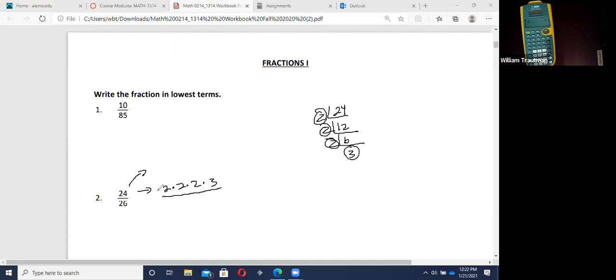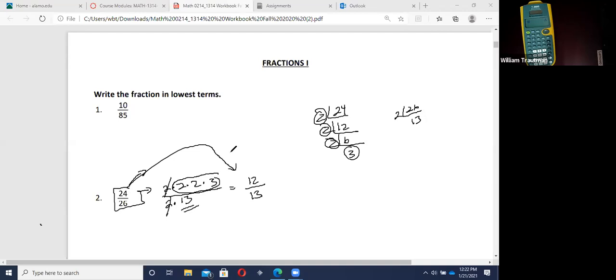Then they'll take the next number, 26. So I'm going to take 26 now. And I can divide 26 by 2 and get 13. I can't divide 13 by anything, so 26 is 2 times 13. So if you have the same number on the top and bottom, they cancel. So this answer should be whatever we have left. 2 times 2 is 4. 4 times 3 is 12. And on the bottom, we have 13 left. So the answer to this reduced fraction is 12 over 13.